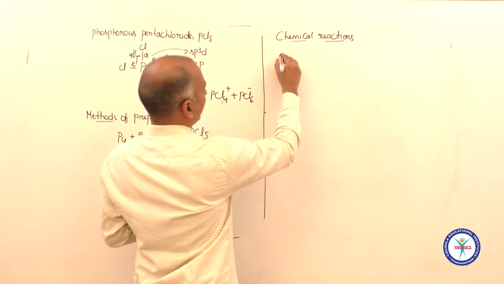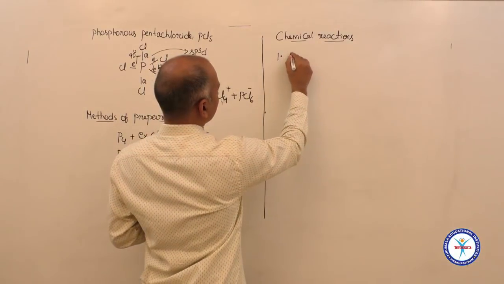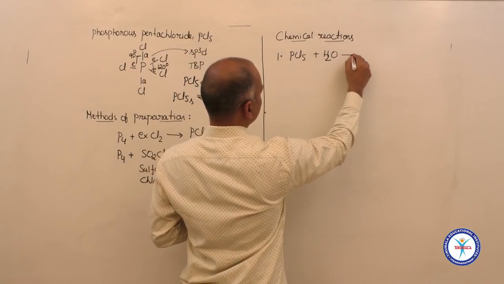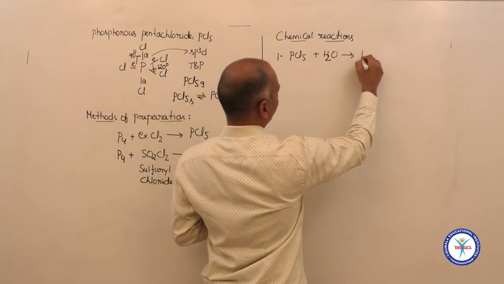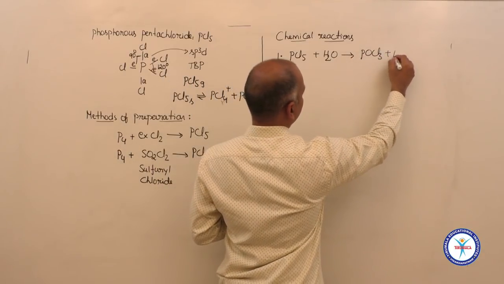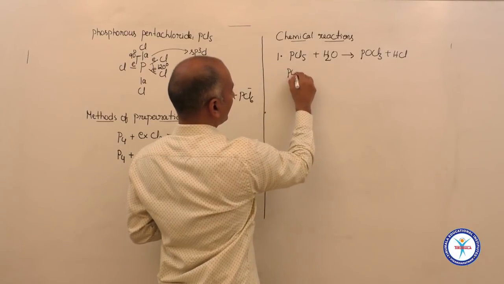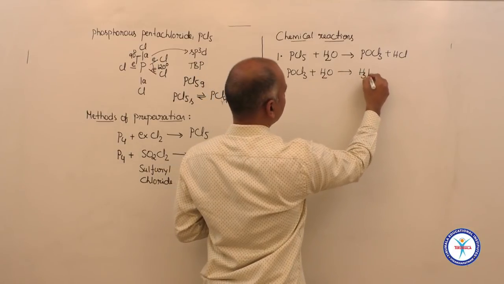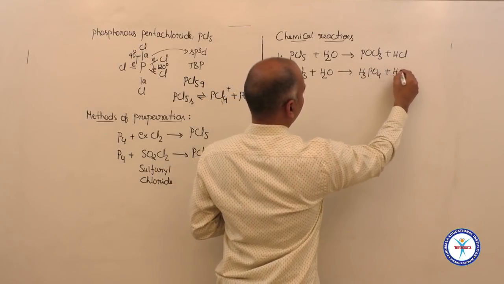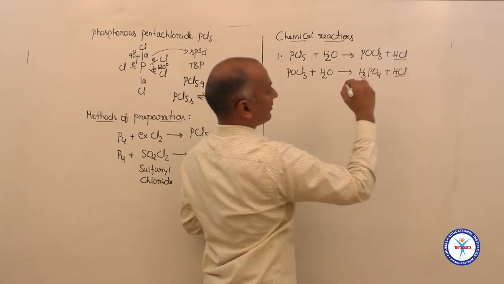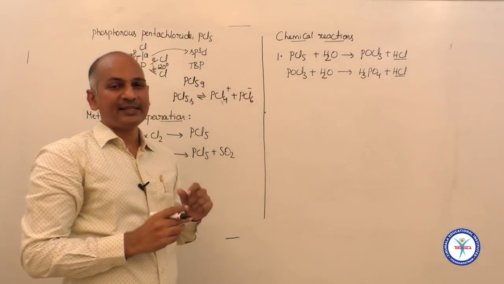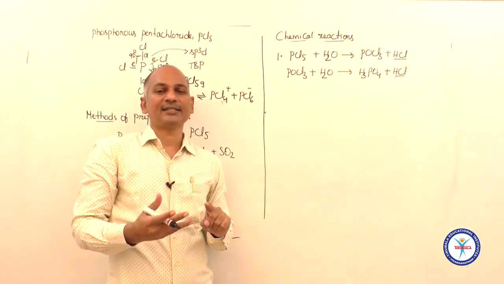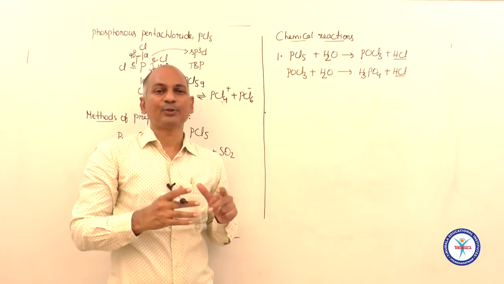But the difference is PCl5 hydrolyzes in two stages. In the first stage, it hydrolyzes partially to give POCl3 and HCl. POCl3 further reacts with water to give H3PO4 plus HCl. And obviously those white fumes are due to HCl. So PCl3 hydrolysis is complete in one step, but PCl5 hydrolysis happens in two steps.